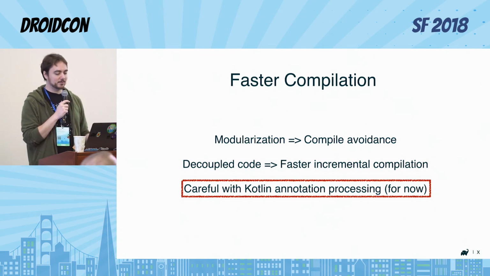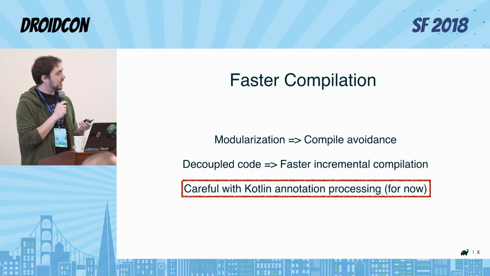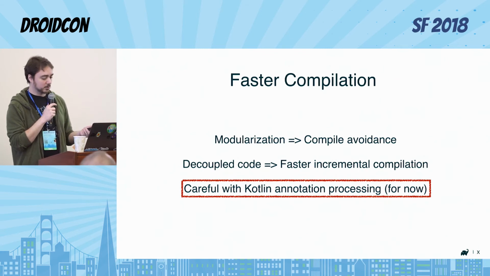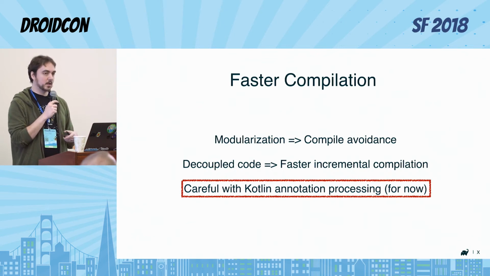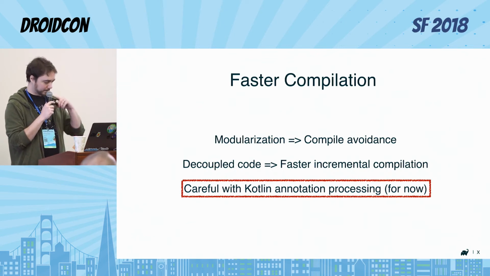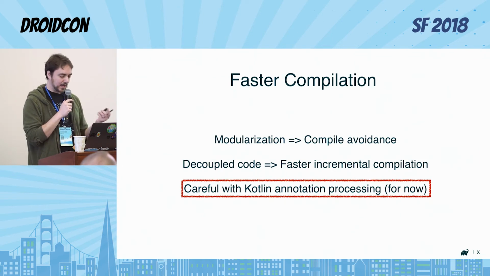There's an important word of caution. At the moment, Kotlin annotation processors are a little slow. So when possible, use Kotlin language features instead. A good example of this is the AutoValue library. I used that myself in a project not too long ago, but when I migrated to Kotlin, I was able to drop it in favor of Kotlin's data classes.